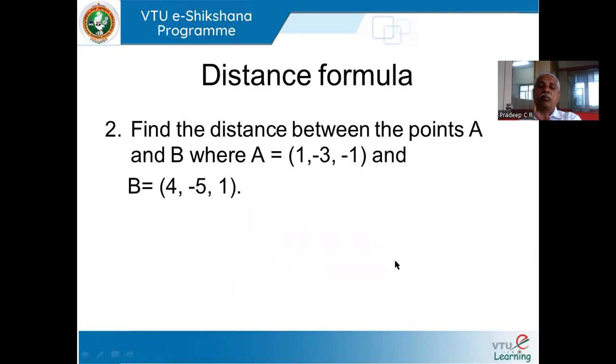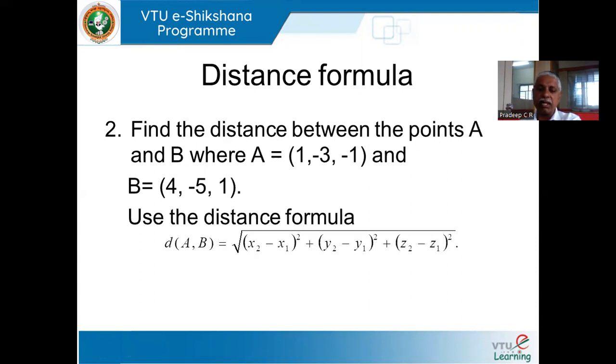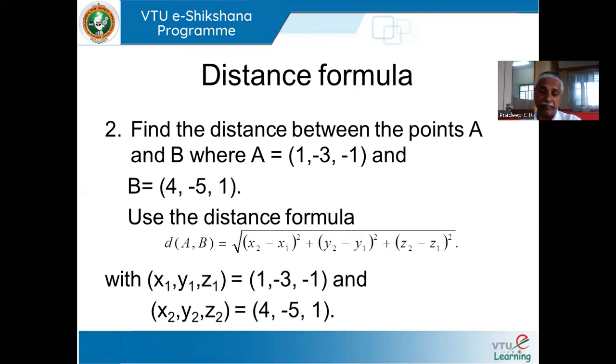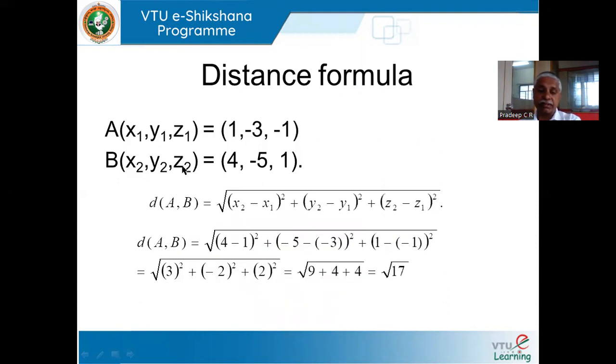Let us check one more example. Find the distance between the points A and B, where A is (1, minus 3, minus 1) and B is (4, minus 5, 1). Why we are doing this example is that there is a negative coordinate also. In the previous example, all coordinates are positive. Use the same distance formula, where X1, Y1, Z1 is now the first point, 1, minus 3, minus 1. That is, X1 is 1, Y1 is minus 3, and Z1 is minus 1. And X2, Y2, Z2 is 4, minus 5, 1. So we will use this same formula.